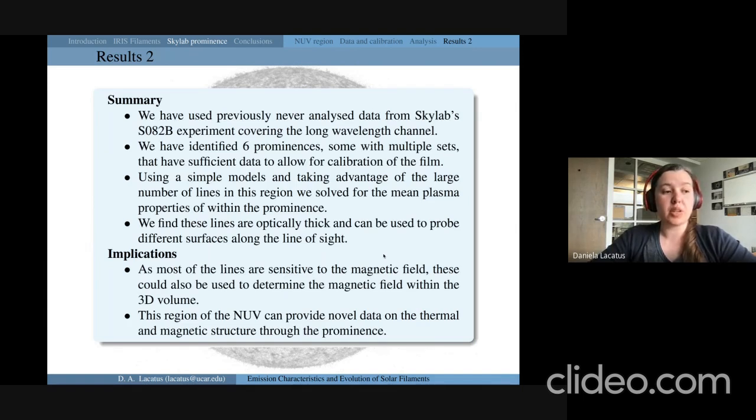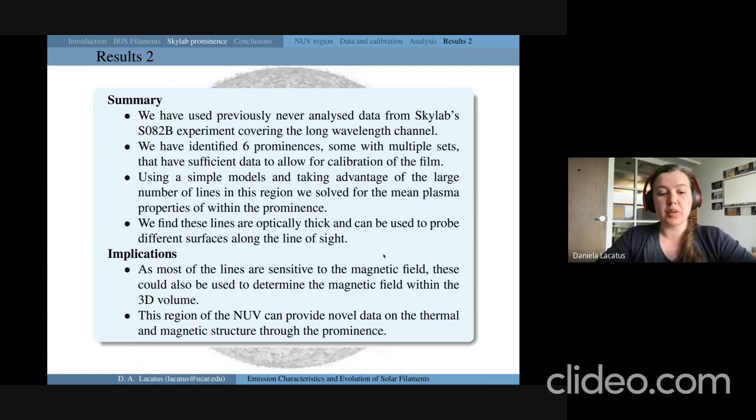And finally, because we have so many lines of iron that are closely related to one another, we can also extract the distribution of lines along the line of sight. And this is important because most of the iron lines, and also magnesium, are sensitive to the magnetic field. So if magnetic field measurements could be taken in these lines, on top of the plasma properties, we can also extract the 3D structure of the magnetic field within the prominence itself.